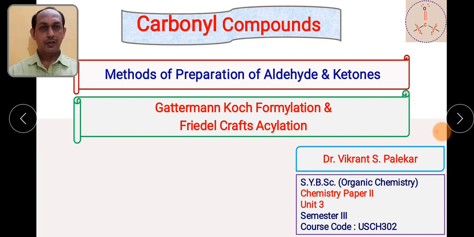Welcome to the series on carbonyl compounds. This is the fourth session we are doing on the topic. In earlier parts, we started looking at the methods of preparation of aldehydes and ketones. Till now, we have seen four different methods. In this session, we are going to see two more methods: the Gattermann-Koch formylation method for the preparation of aldehydes, and the Friedel-Crafts acylation method for the preparation of ketones. Let us see.